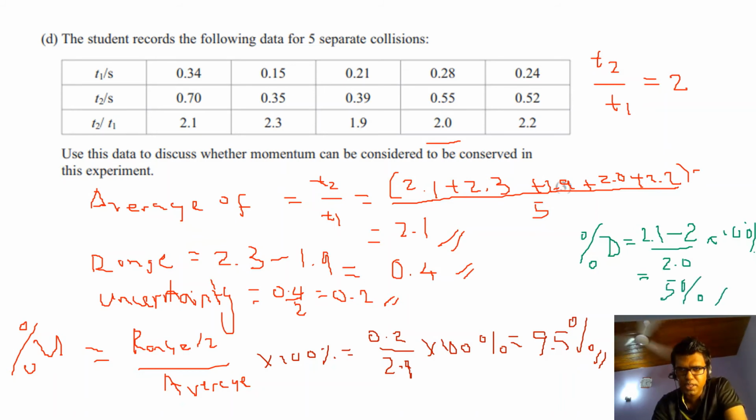So our percentage uncertainty according to the expression is 9.5%, and the percentage difference is 5%. So the percentage difference is less than the percentage uncertainty. So that means this is valid. The experiment is valid. So the momentum is conserved.